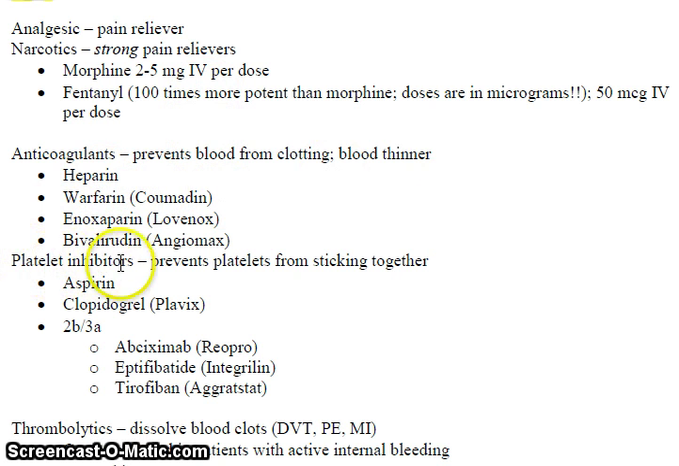Anticoagulants and platelet inhibitors, I kind of grouped them together a little bit. Anticoagulants prevent blood from clotting, and those are considered your blood thinners, whereas a platelet inhibitor prevents platelets from sticking together. So they work in a little bit different way, but they're both considered blood thinners or anticoagulants. And they are heparin, Coumadin, Lovenox, Angiomax. Your platelet inhibitors, we got aspirin, clopidogrel, which is Plavix, and the 2B3As, which are ReoPro, Integrilin, Aggrastat.